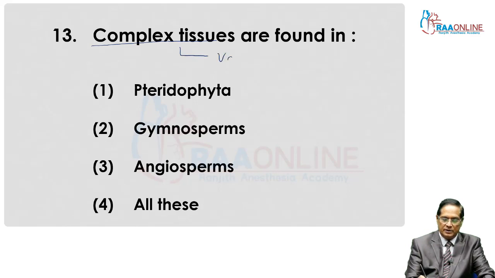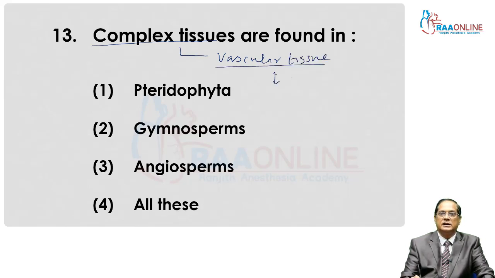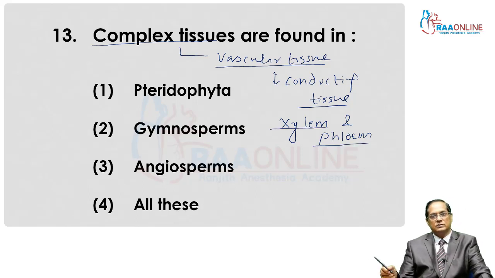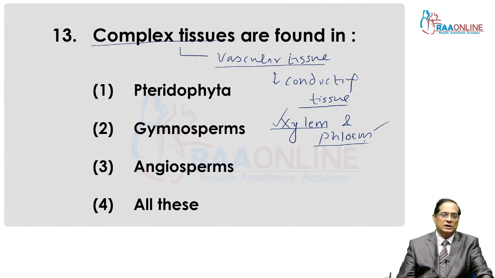Complex tissue. The vascular tissues of plant. Vascular tissue means conducting tissue. And conducting tissue means xylem and phloem. Xylem conducts water and minerals, and second is phloem, it conducts organic matter. So xylem and phloem, these are the complex vascular tissues of plant.